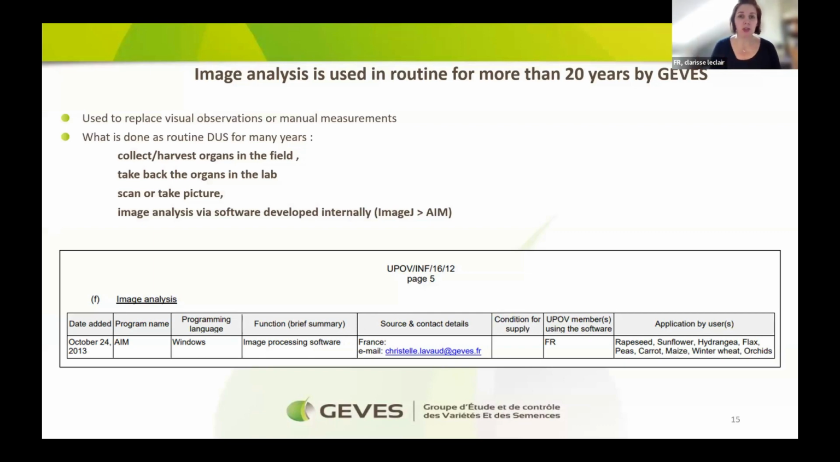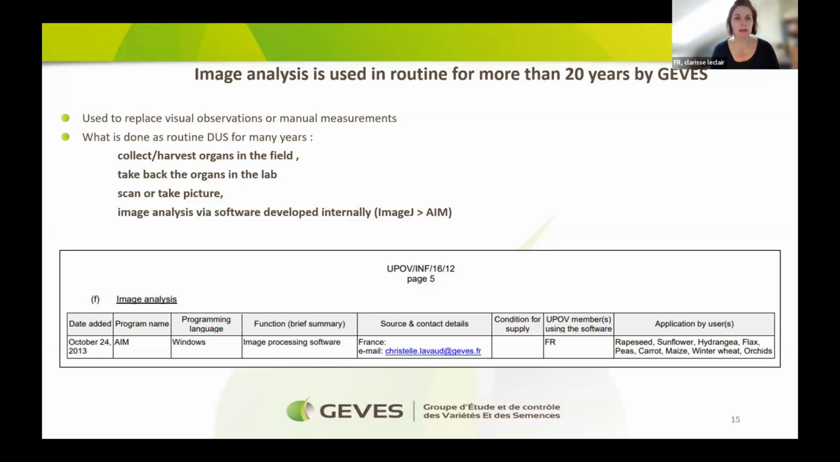So nothing new, I will present what is routinely used. It is used to replace visual observations or manual measurements on MS characteristics from the technical protocols or guidelines.